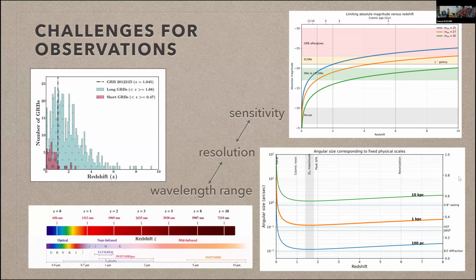Or the problem of resolution. So anything ground-based, seeing limited, you're about here. So as soon as you go out to a bit of redshift, you're in the order of kiloparsecs that you can resolve. And of course, the redshift problem is that the lines that we use very quickly go into the infrared, so we have to use not just ground-based facilities. Well, you can still do ground-based, but infrared gets complicated.